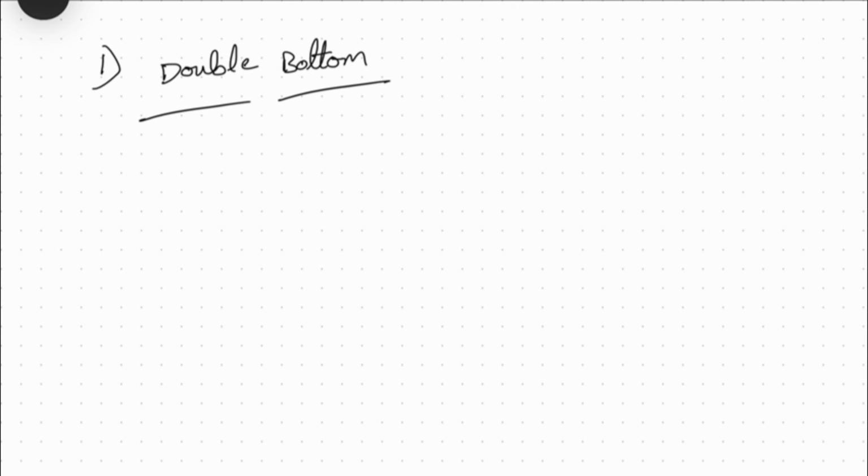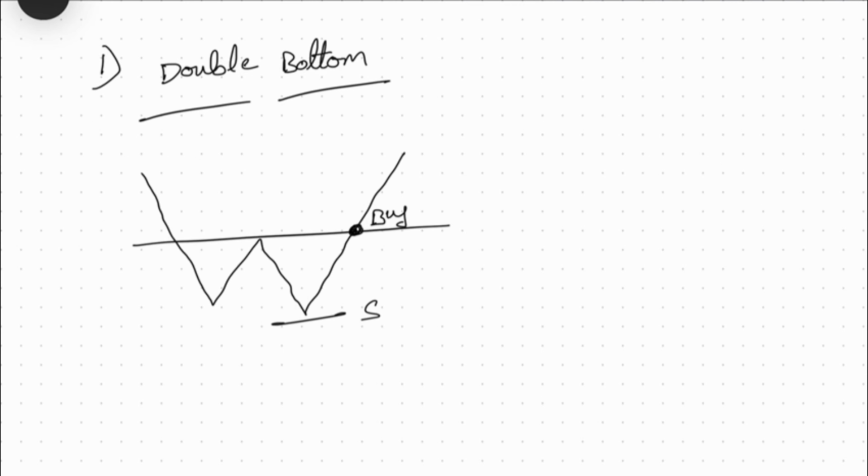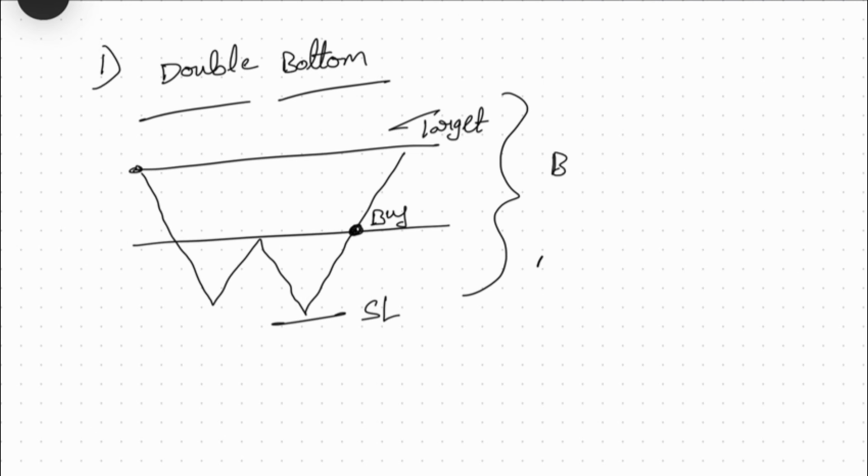Guys, let's see the first pattern. First pattern is double bottom. In this it will visually appear like this. The price will come like this and then like this. Here you should buy. Here stop loss, and this point will be the target. This is a bullish scenario.